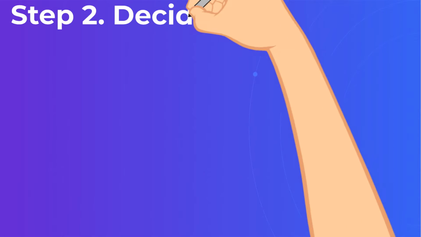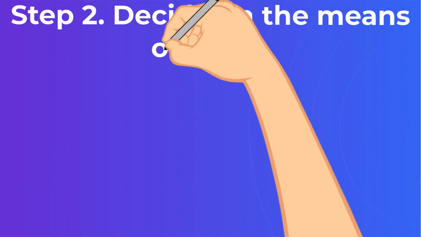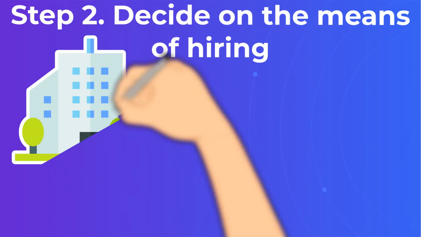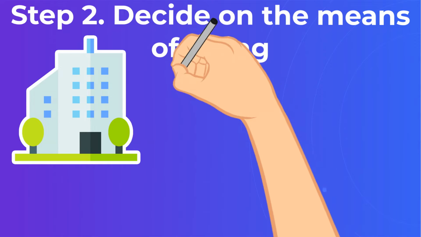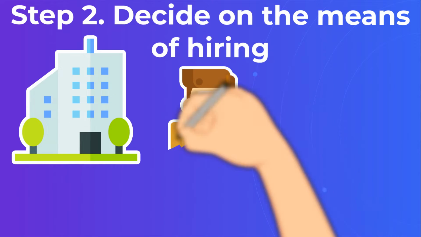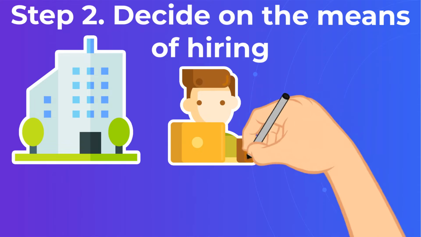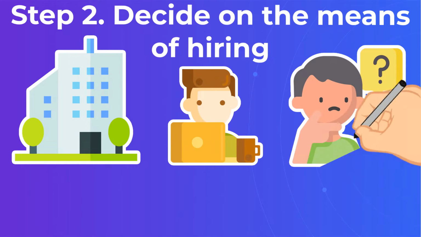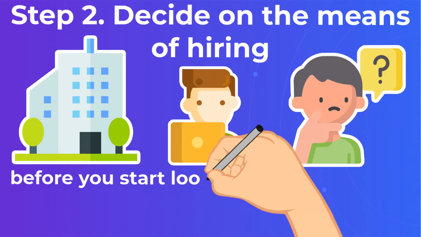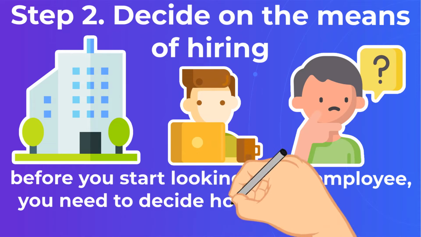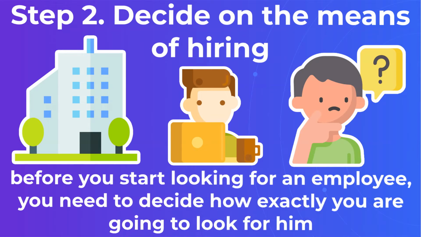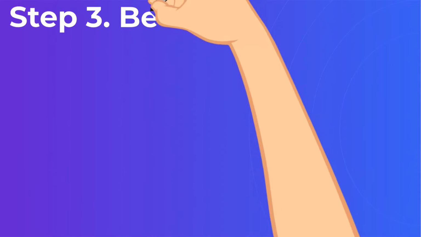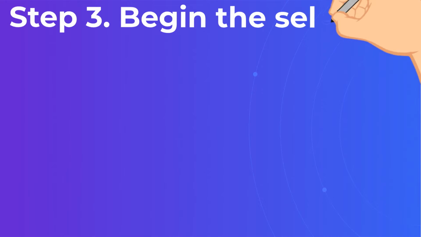Step 2. Decide on the means of hiring. Earlier, we mentioned 3 methods of searching and selecting the personnel: outstaffing companies, freelancer platforms, and special hiring agencies. Each of these methods certainly has its own advantages and disadvantages that may be suitable specifically in your case. Therefore, before you start looking for an employee, you need to decide how exactly you are going to look for him.